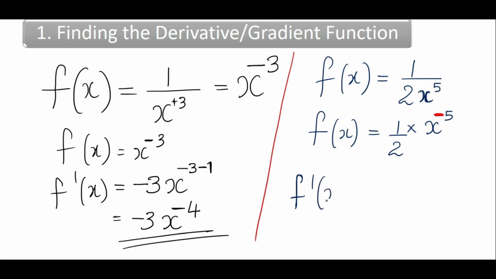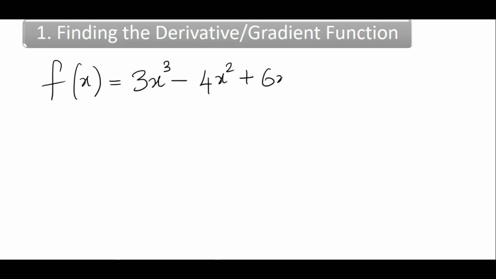So f dash of x is going to be equal to 1 over 2 times, multiply by the power which is negative 5, times x to the power of minus 6. Now why is it minus 6? Because it's minus 5 minus 1, which is giving you negative 6.